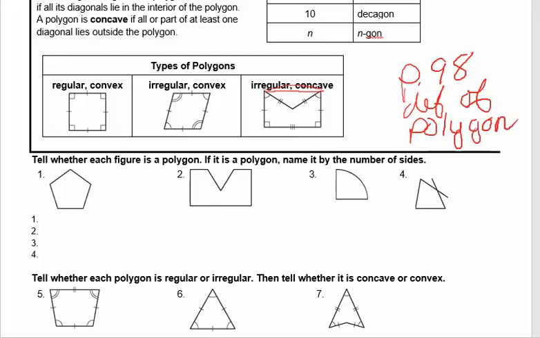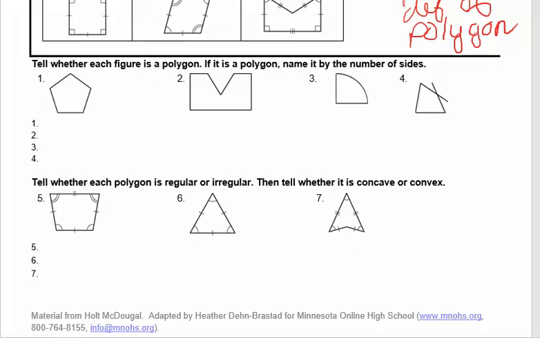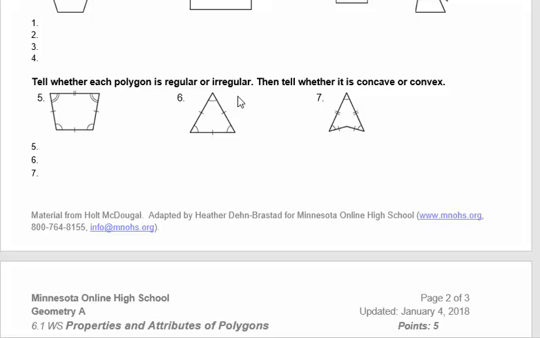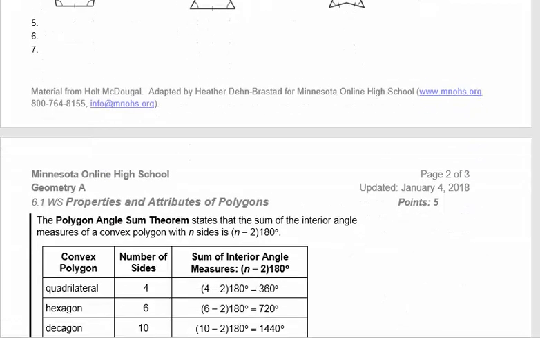All right, so if it has any curved sides, then you're going to say not a polygon. And then you name it by the number of sides. And then in number 5, 6, and 7, you have to answer 2 questions again. You have to say whether it's regular or irregular, and concave or convex. So you'll get 2 answers for each of those.